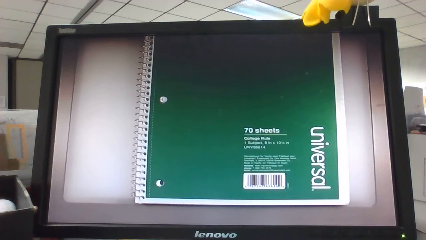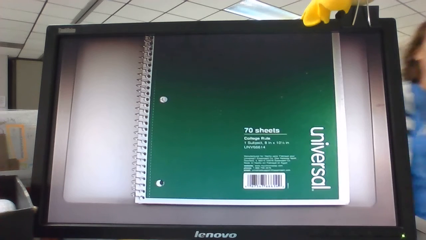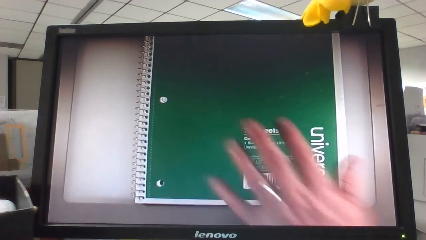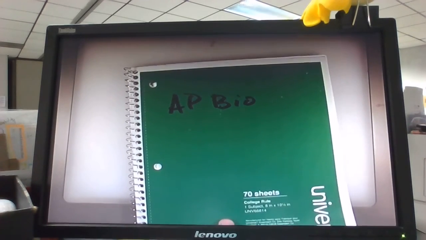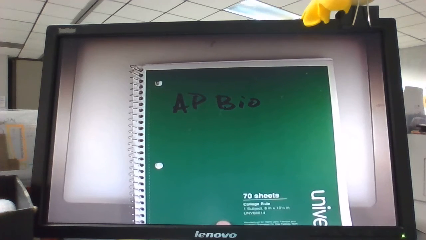All right, so let's look at this first. Spiral notebook. It should have your name and AP Bio on the front page. Nathaniel, Logan, do you guys have a spiral notebook? If not, I've got some on the corner of the table here.